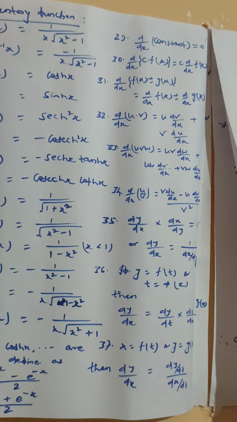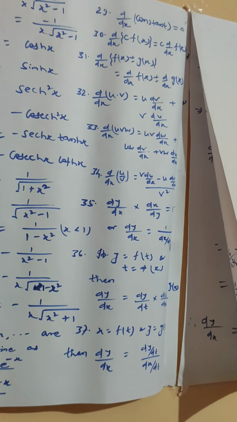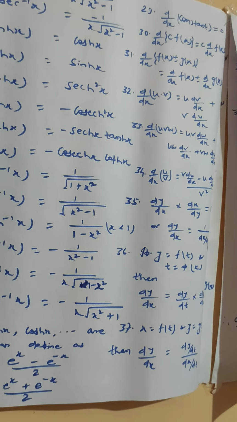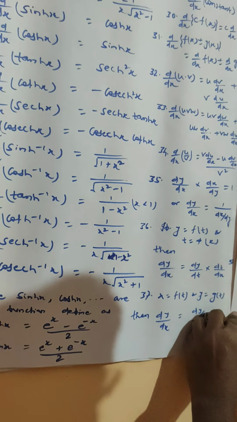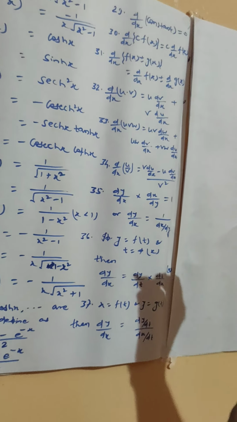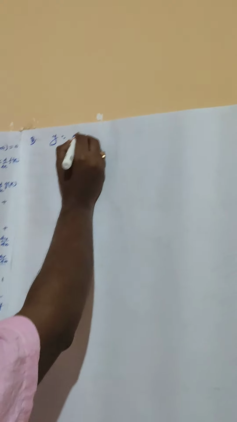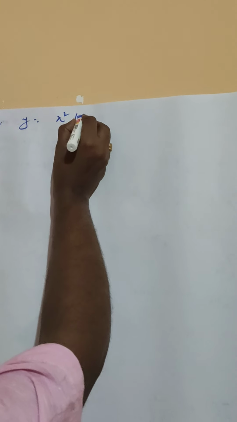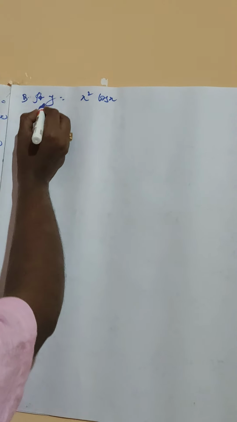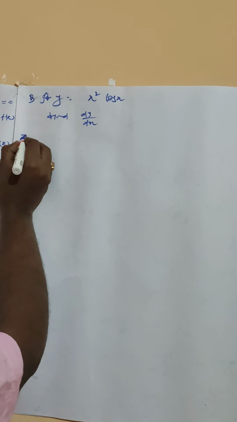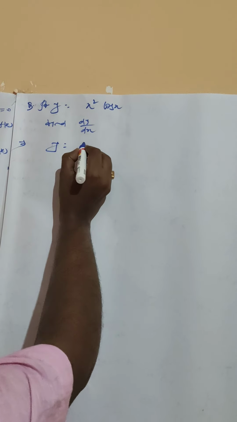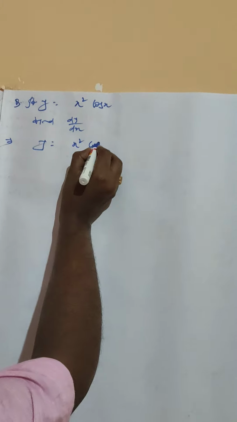Now I am going to discuss another result, u into v and u by v. If y equals x squared cos x, find dy by dx. Here y is x squared cos x.